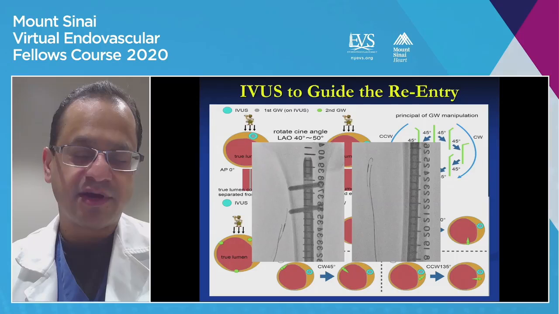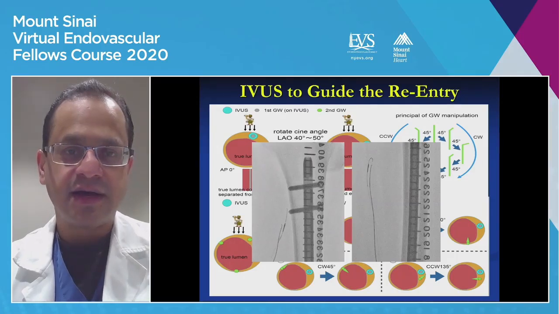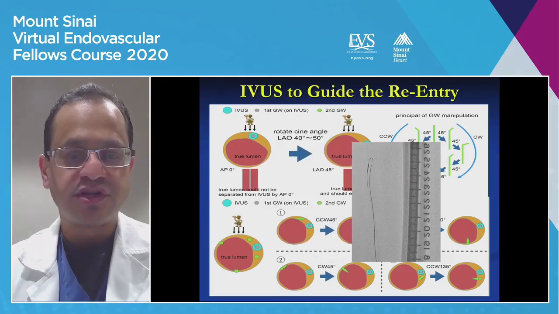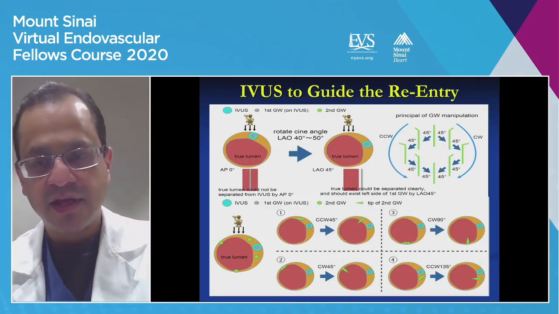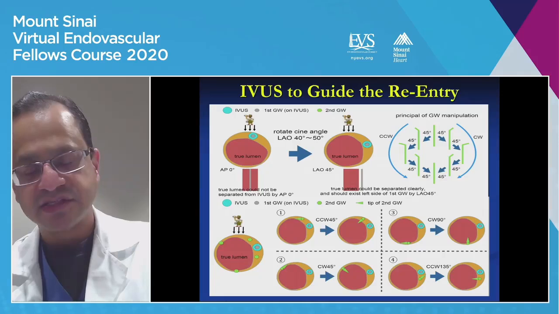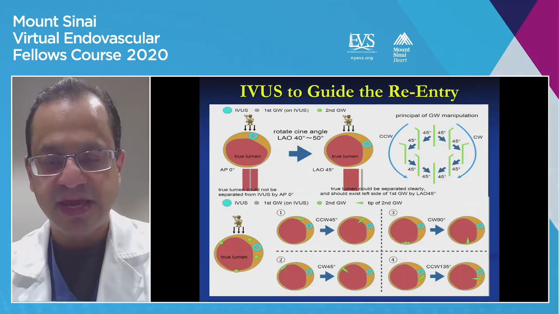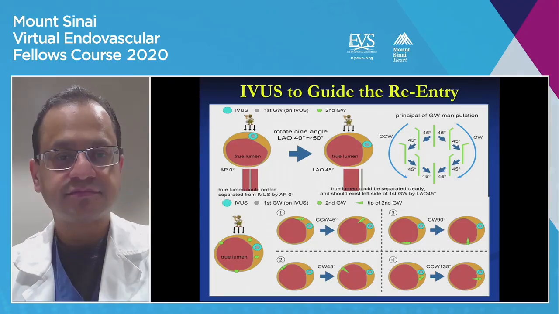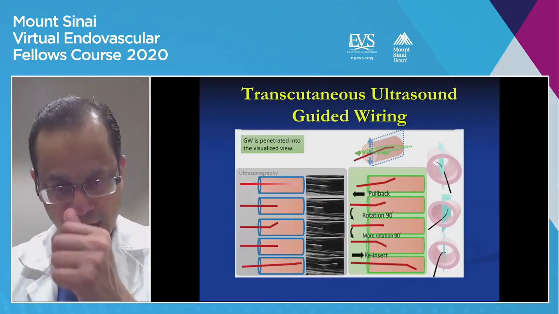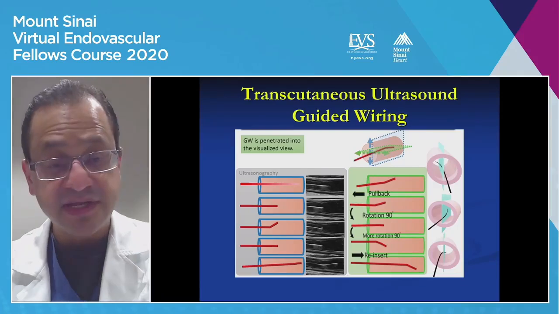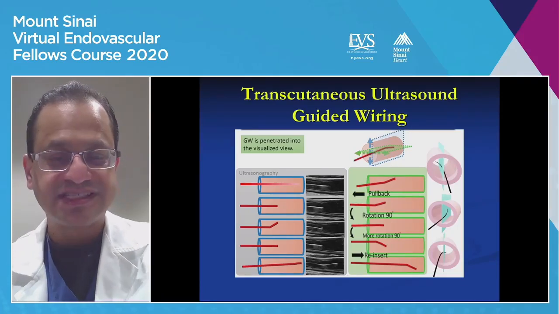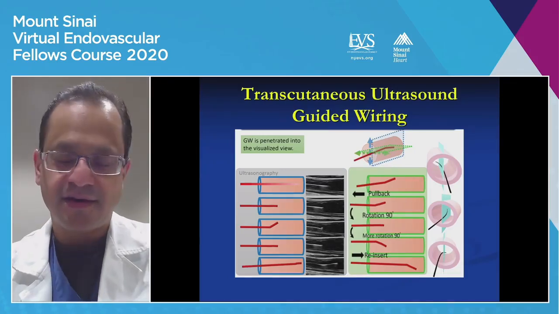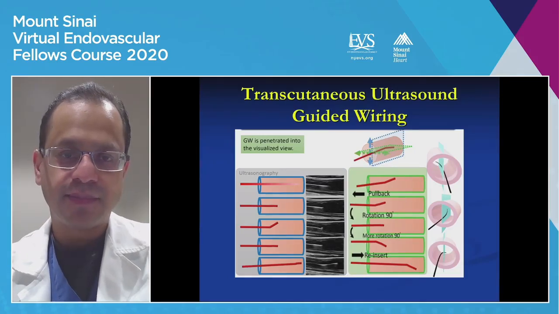Here's a technique where you can use IVUS guidance to perform your re-entry. You kind of orient yourself with the IVUS and with the fluoroscopy, and then you change the angles in the fluoroscopy and you see how your IVUS behaves, and then you use your second wire to poke into the true lumen. Here's another example where you use transcutaneous ultrasound to actually visually see where your wire is. So this kind of gives you more of a 3D view.